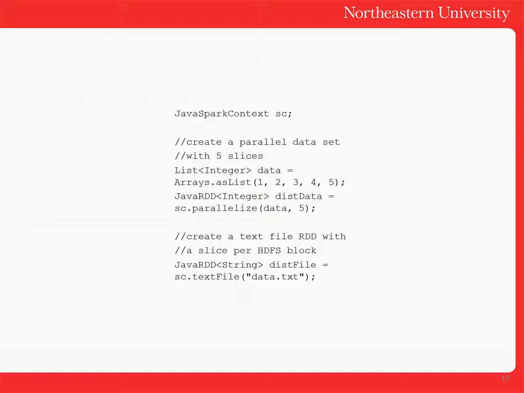So here's a very simple example. We have a Spark context which we can then use to create an RDD. So we create a very simple list of integers, and then we create an RDD of type integer, and we say parallelize the list of integers data across 5 nodes. So in this case we're pushing each of the numbers to an individual node, but we've created an RDD that's distributed across 5 nodes.